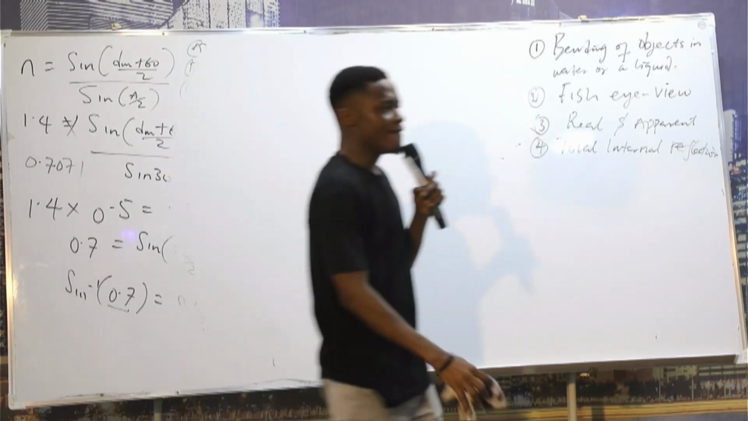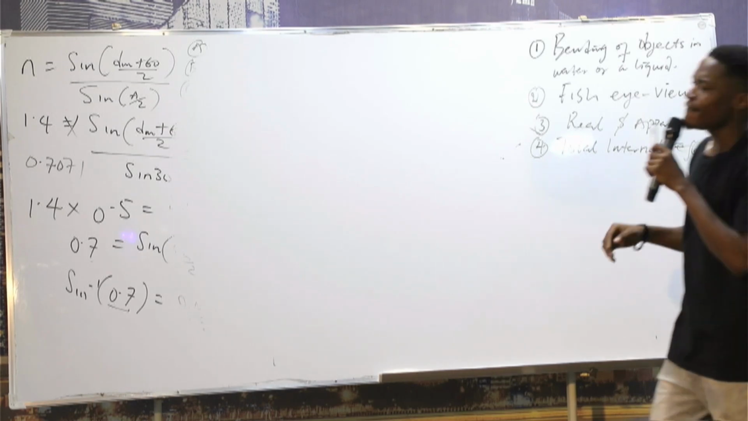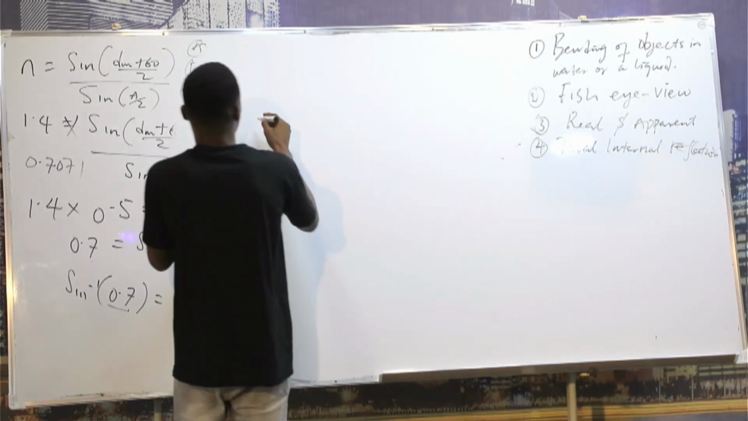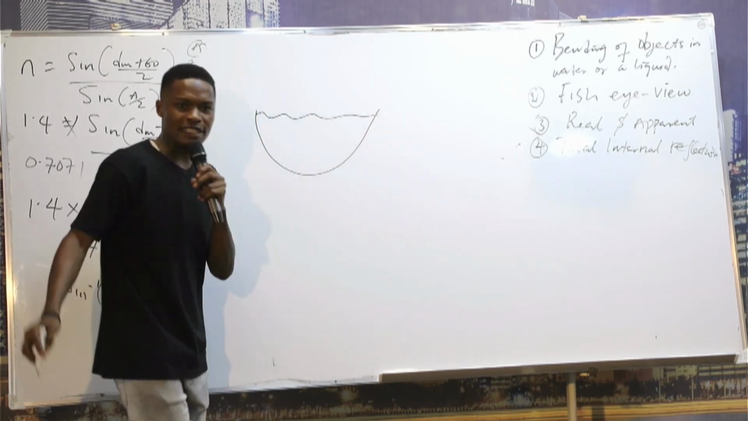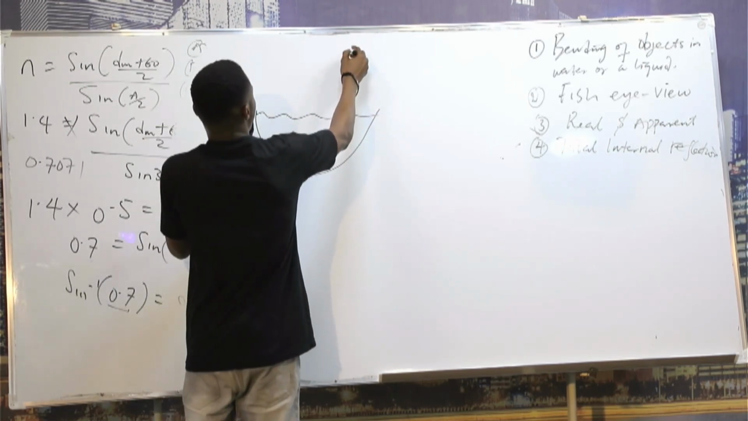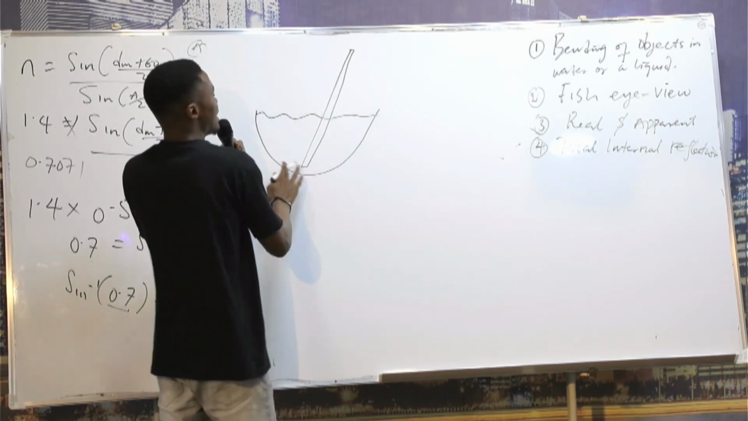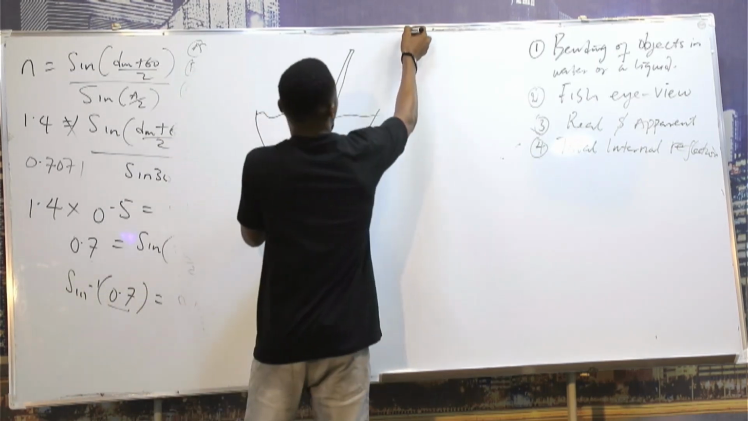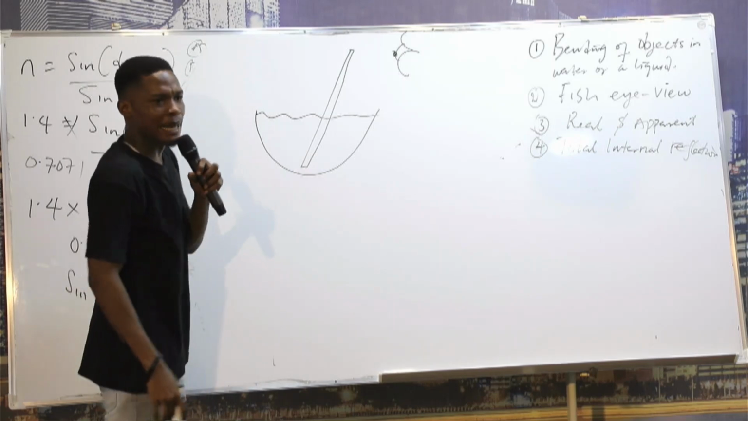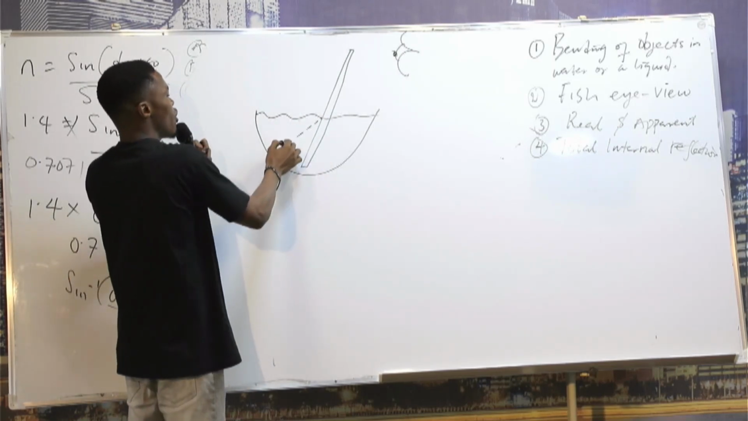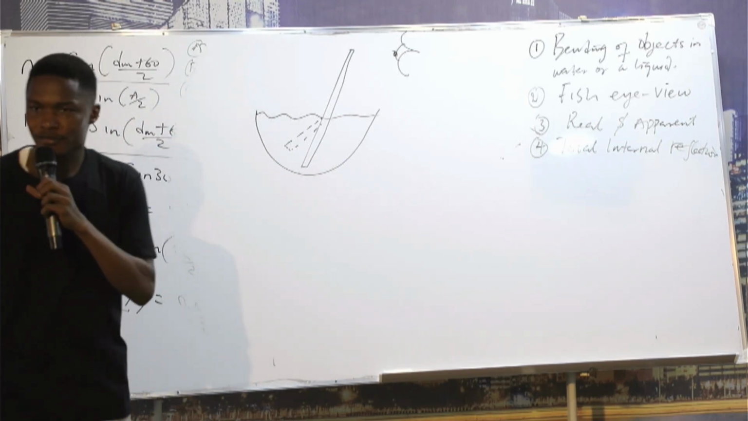Now, have you ever observed, because it's not for everybody, but some persons, let's say I bring a bowl of water. If I put a rod inside that bowl of water, and I observe from the surface, this is the eyeball of the observer. As I'm looking, it will be as if the rod is bent. Have you ever observed that thing before?